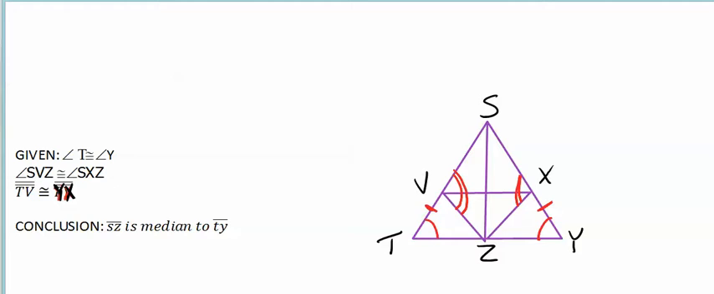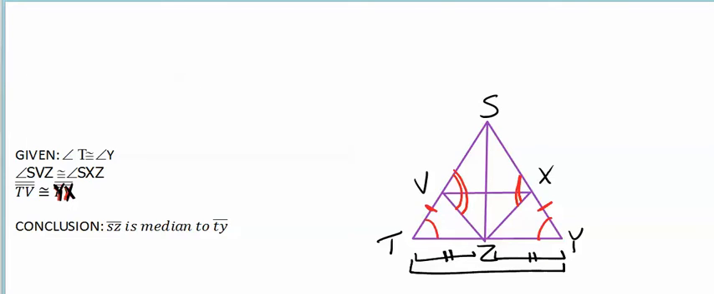After marking your diagram, you should really go back to your conclusion and see what they're trying to ask and what are some possibilities to get there. For SZ to be a median to TY, what we know based on our definition of median is that TY would be bisected, so that TZ will have to be congruent to ZY.